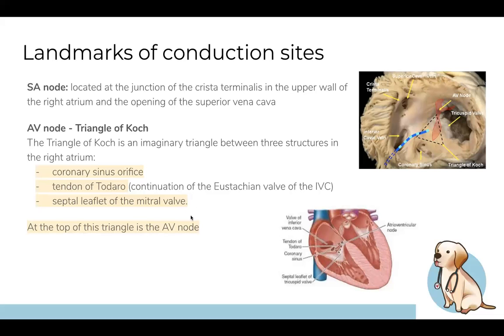Wait, mitral valve? I think I meant the tricuspid valve. Tricuspid valve, sorry, because we're in the right side of the heart. So we're in the right atrium, so this is meant to be the tricuspid valve. Apologies. Tendon of Todaro, I just thought of Totoro, and I was like, oh no, Totoro. And then the heart one, and then the valve one.